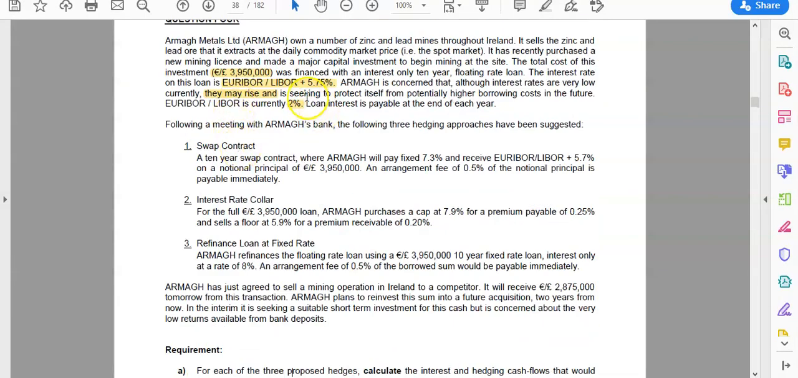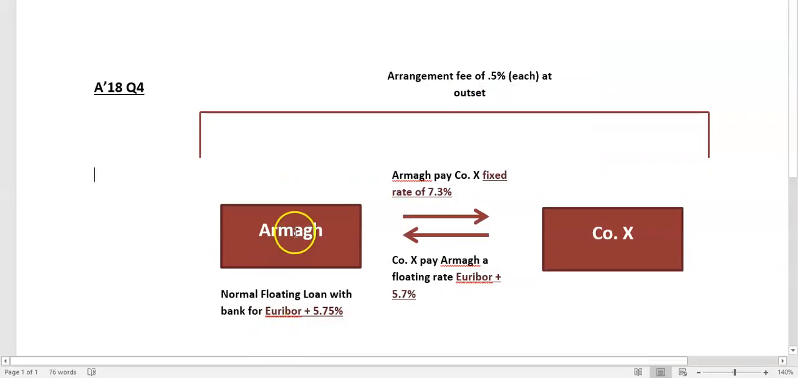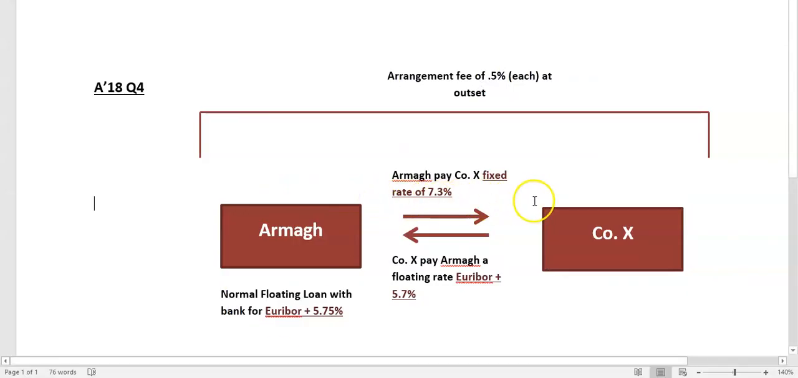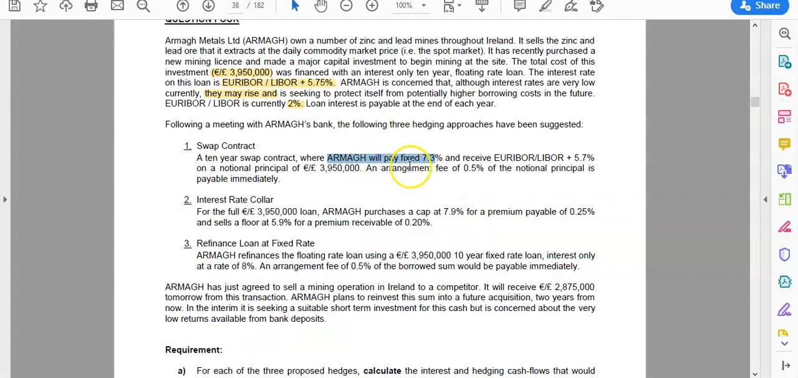So remember, with the swap, you will still borrow the money normally, Euribor plus 5.75. So Arma are dealing with this other company X. But Arma are still going to borrow Euribor plus 5.75 and they will enter into the swap. So it's both positions at the same time. So the swap will be Arma will pay 7.3 fixed, which is this left to right arrow. Arma are going to pay that out, and they're paying their bank the normal one. And they're going to receive in Euribor plus 5.7.